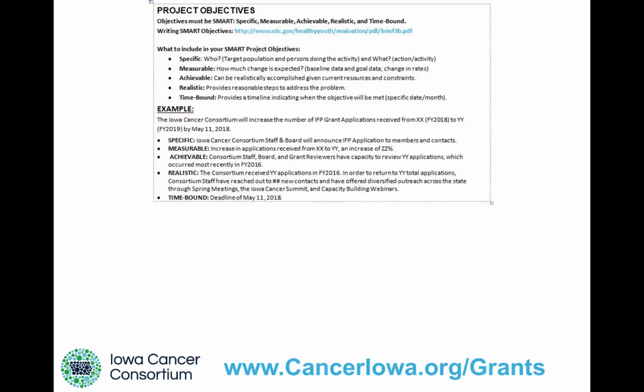A, we said, stands for achievable. So consortium staff, board, and grant reviewers have the capacity to review this many applications, which occurred most recently in fiscal year 2016. So compare it to either past projects, maybe in your community or another community, and really show that this project is achievable.